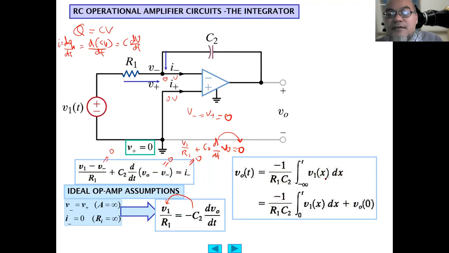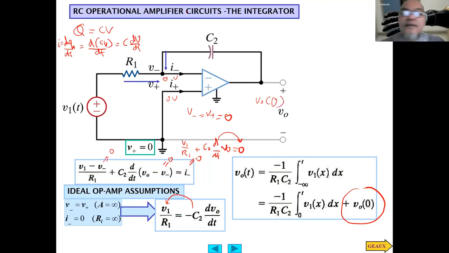For any integral, in order to calculate the exact result, we need the initial value. In this case, we are calculating V output, so we need to know V output at time 0.